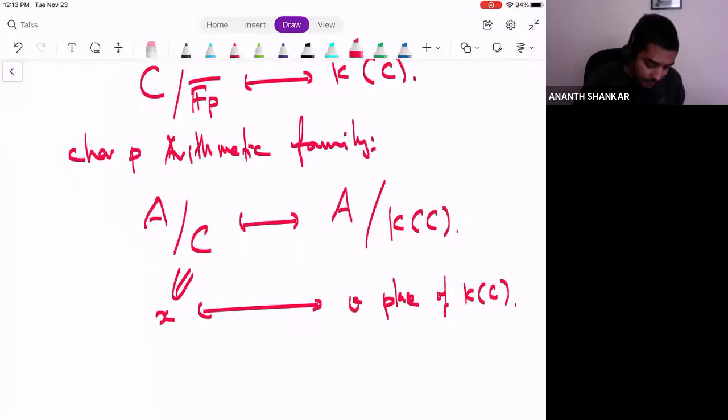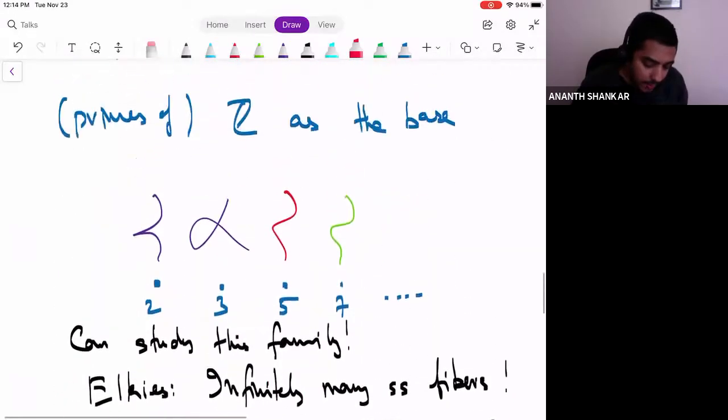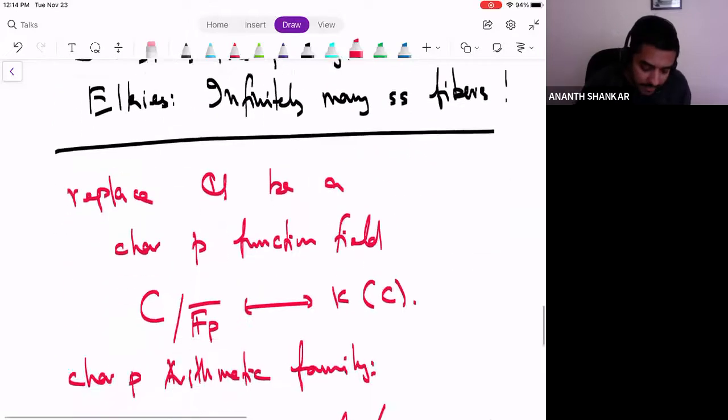And you can take the fiber of A at the point x, in other words, reduce A mod v. And by varying your point, you again get a family of abelian surfaces in characteristic p. All right, so what one can do is start off with an arithmetic family of abelian surfaces and ask what happens to the fibers, and ask how often the fibers are isogenous to products of elliptic curves, if at all.